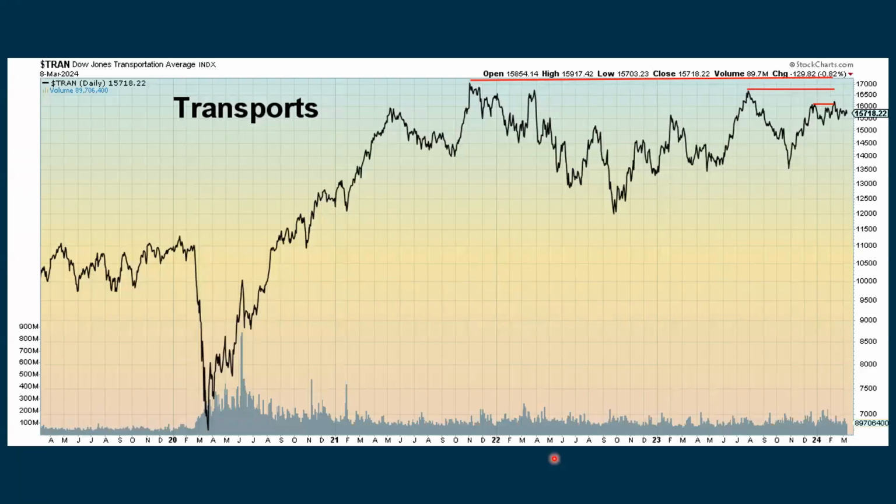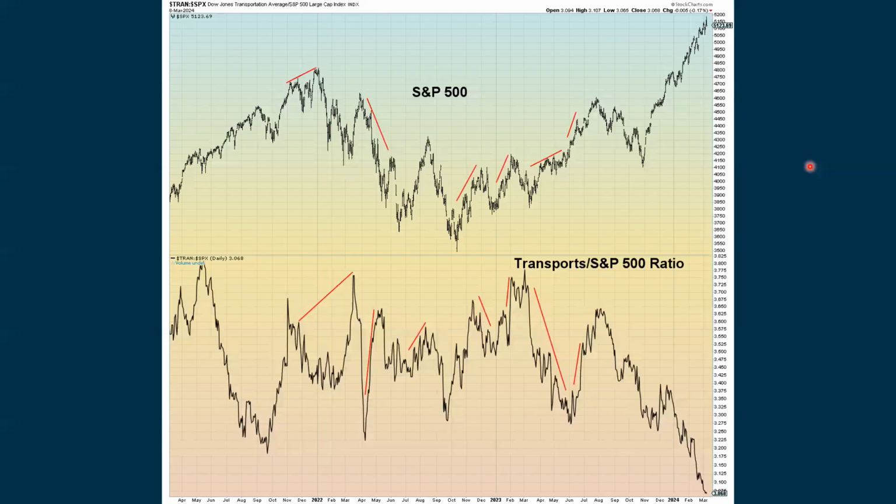We look at the transports just by themselves, where you can see they're chopping more or less sideways. We've not been able to get any kind of a breakout here based on the high that was set in late 2023, another high that was set in 2023, and the all-time high set back in 2021. This would be more healthy for the market if this could really start to go up, but it's just not doing that.